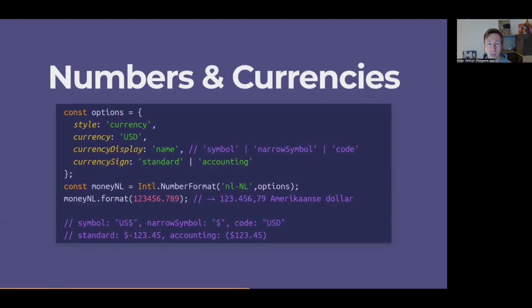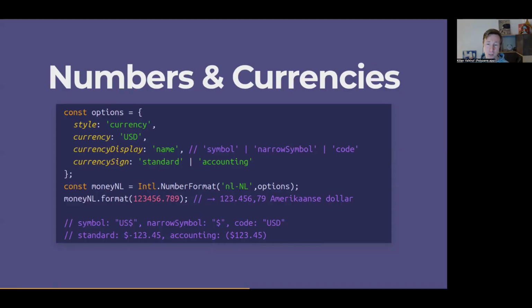Now, if we zoom into styling currencies, there are quite a few options you'll want to know. So the currency display option lets you choose how you want to show the currency. The default is symbol, which for US dollars is US dollar sign, to differentiate from things like Canadian dollars, Australian dollars, etc. Narrow symbol would be just the dollar sign. Code would be USD. And lastly, the name would be the currency spelled out, like American dollar, or if you use the Dutch locale, Amerikaanse dollar.